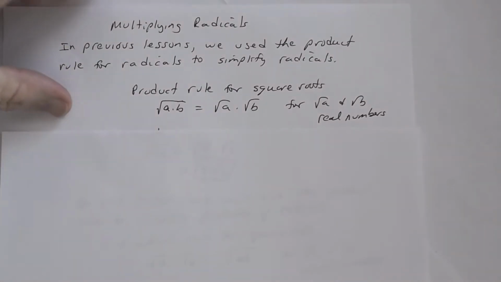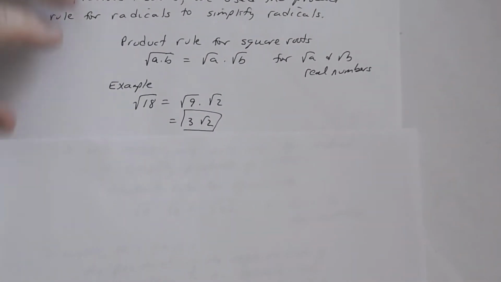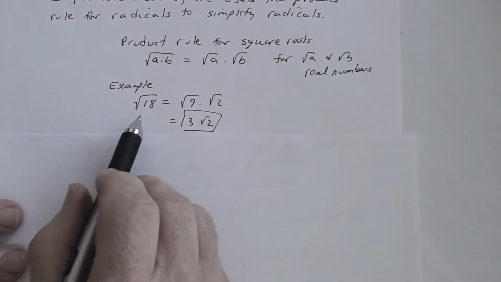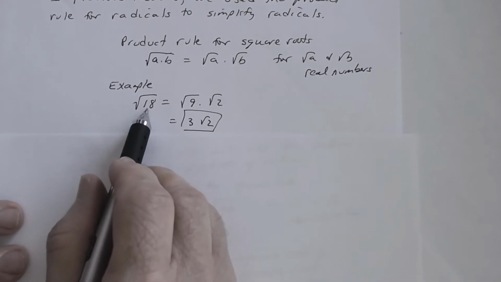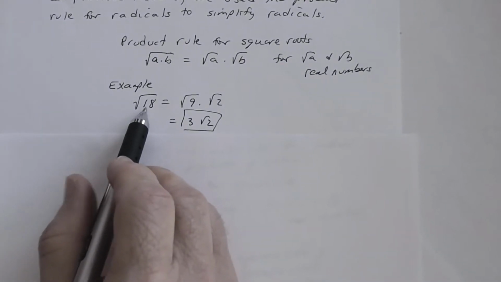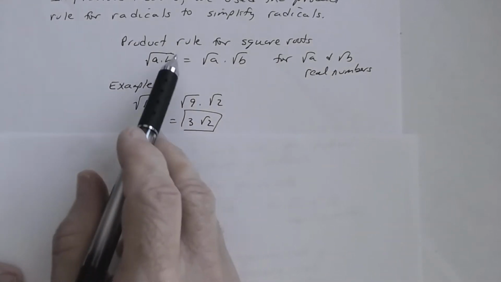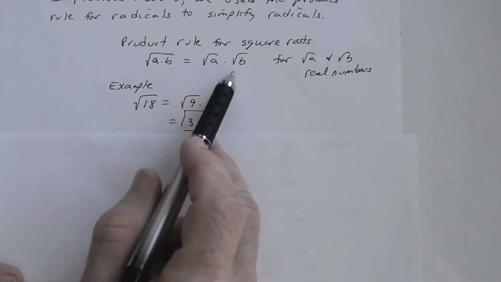As an example, we did something like this, and this was an easier example. If I want to simplify the square root of 18, I look for a perfect square that goes into 18, and remember, we always use the largest possible. So I can rewrite the square root of 18 using the product rule as the square root of 9 times the square root of 2.